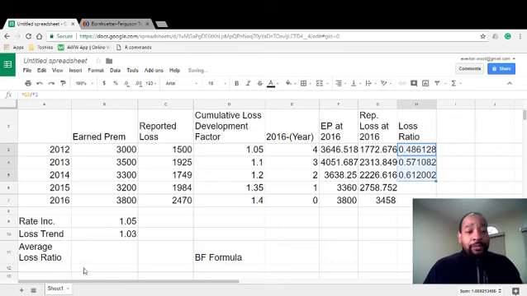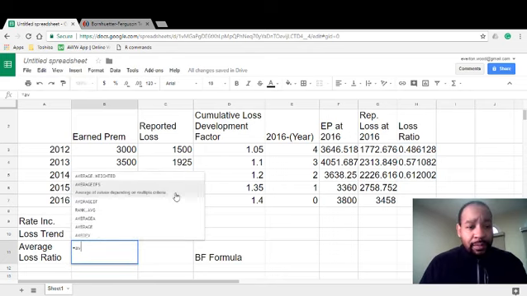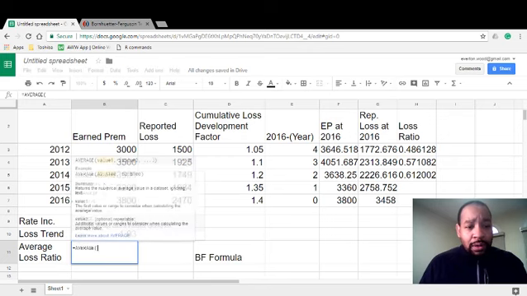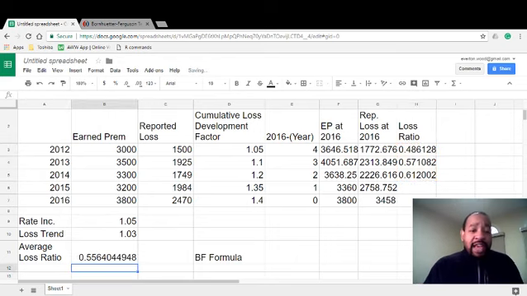All right. So now at the bottom here, you see that I have this average loss ratio. It's simply going to be exactly what that is. We're going to do the average function, and I want these three cells. Okay, that's the average. This is a 55.6% loss ratio. Okay, so at this point, we're pretty much almost done.